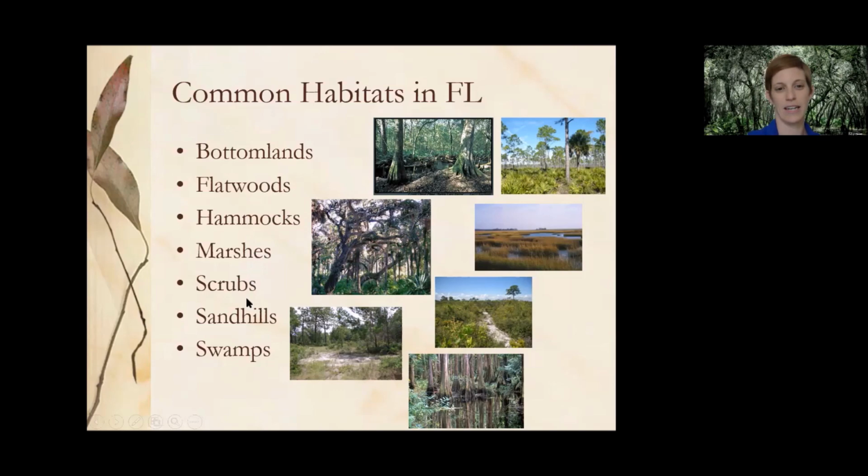Again, I'm not going to go in depth on them, but there are some tools available. I'll send out some links after that can help you identify what area you're in, what the habitat was considered historically.